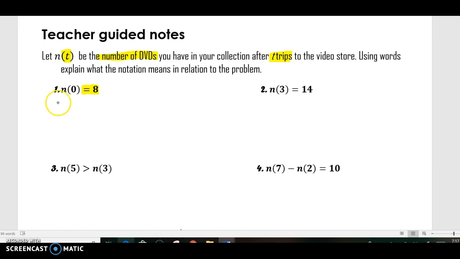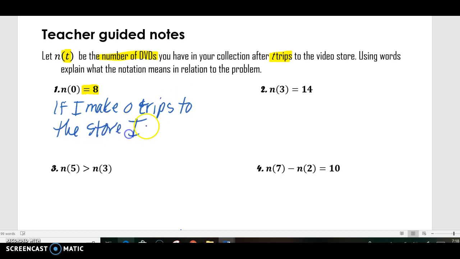So this means if I make 0 trips to the store, I have 8 DVDs. Okay, so basically that means I own 8 DVDs, whether I go to the store or don't go to the store. I have 8 DVDs already in my collection. Okay, so number 2, n of 3 equals 14 means after 3 trips to the store, I have 14 DVDs. Write that down.